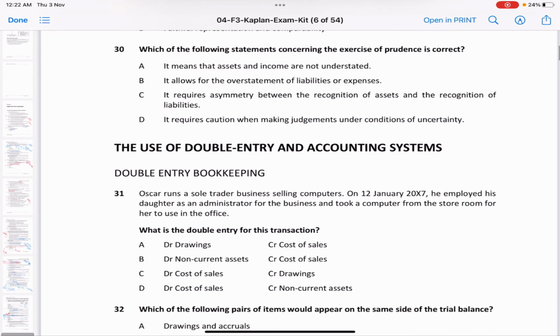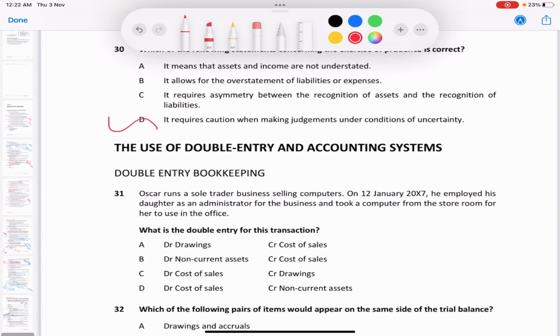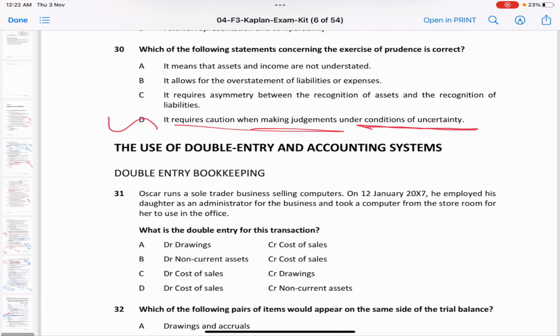Which of the following statements concerning the exercise of prudence is correct? So what is the answer? Under the conditions of uncertainty, we need to be cautious while making judgments. This is what is said by prudence, right?